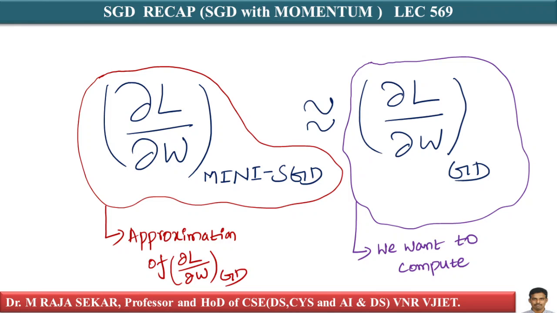Why are we calculating this approximation? It is difficult to calculate dL/dW with gradient descent if your data set is a very huge data set. If it has millions and trillions of data points, calculating dL/dW using gradient descent is very difficult, as you have to consider all the points. So people are calculating dL/dW using mini batch SGD.